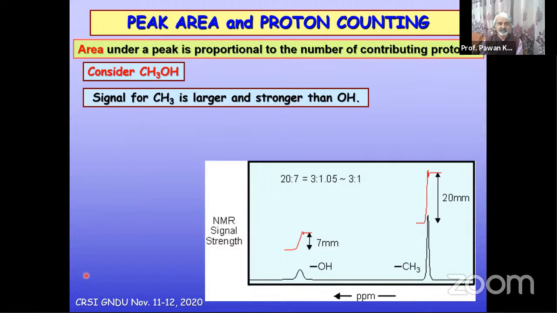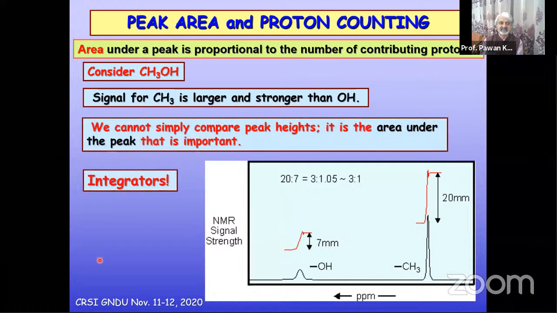Say, for example, if we have methanol, then we would have 2 types of protons: methyl, CH3, 3 protons of one kind, and 1 proton of the other kind. So we'll have 2 signals, and the signal for CH3 is larger and stronger than OH. For example, you see here CH3 and OH, but we cannot simply compare the peak heights. It is the area under the peak that is important.